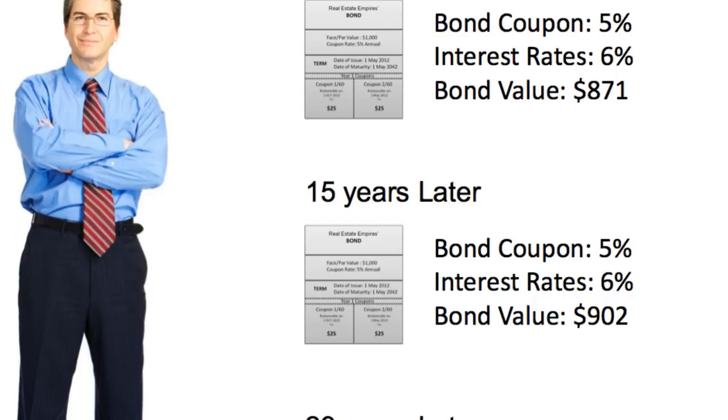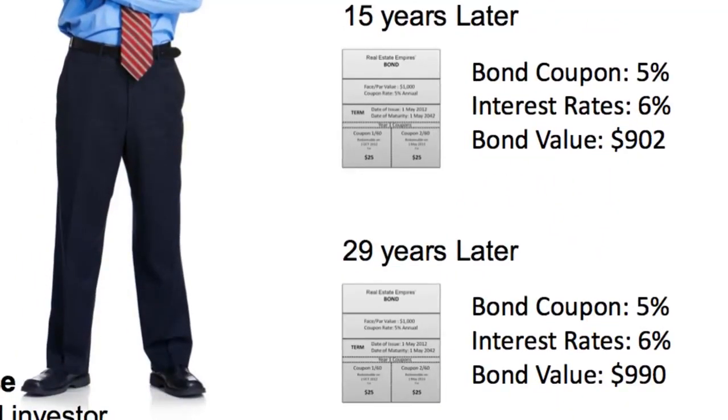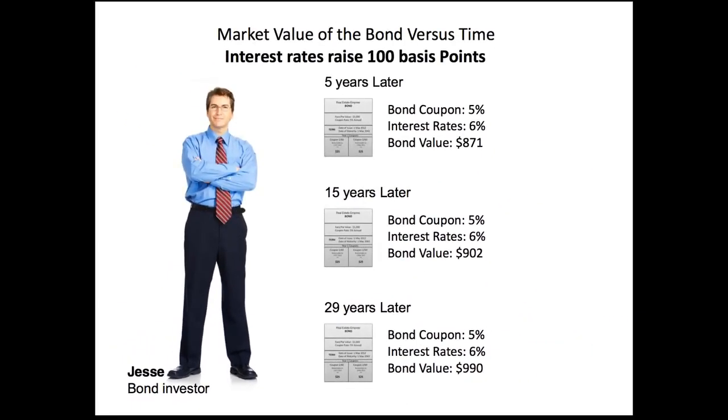So let's go ahead and look at if he was going to sell this bond at 29 years, meaning there's only 1 year left on the bond before it becomes mature. And let's look at what would happen if those interest rates stayed exactly the same. So his coupon is never going to change. That's the 5%. And interest rates are at 6%. Okay, we're going to assume the interest rates didn't change. They're still at 6%. But look at his bond value. It's $990 now.